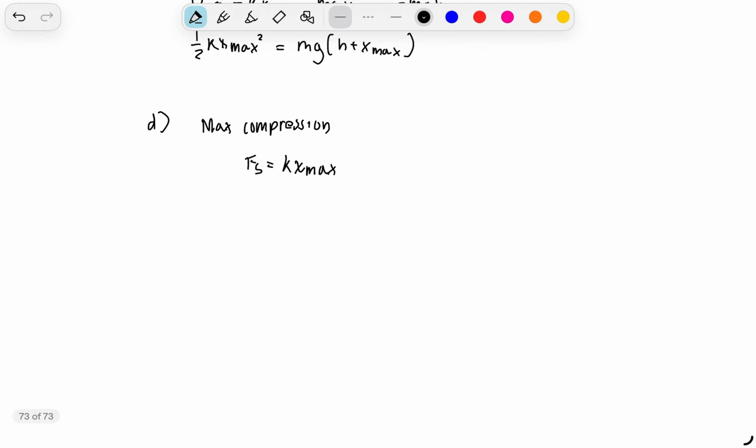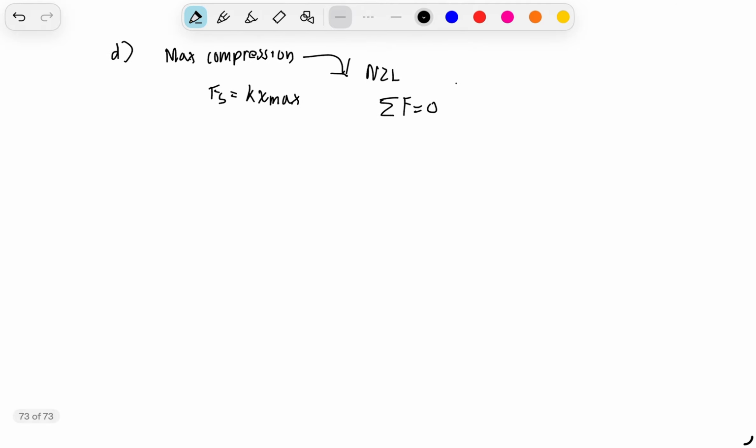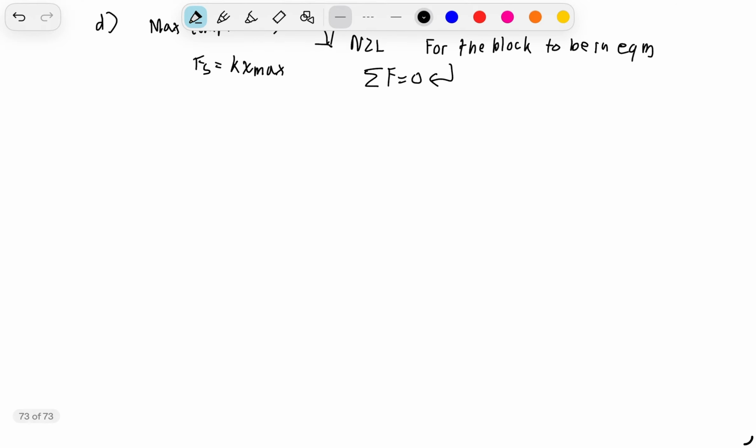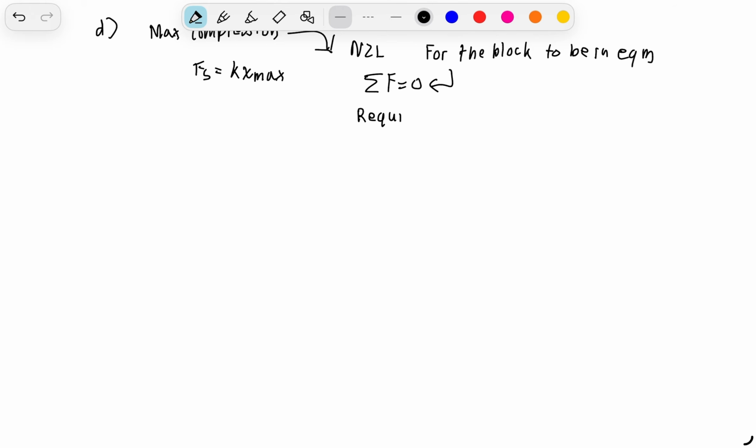So if we compare this with mg, we have Newton's second law at this point. So let's say it's at equilibrium. For the block to be in equilibrium, this is our requirement. That would require mg minus k x max to equal 0, and k x max to equal mg.